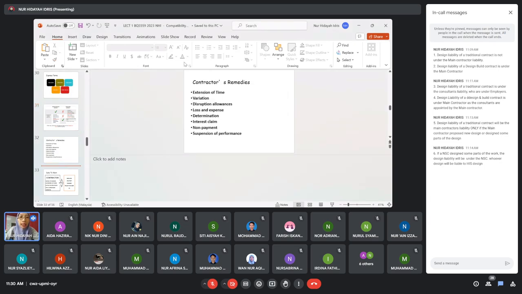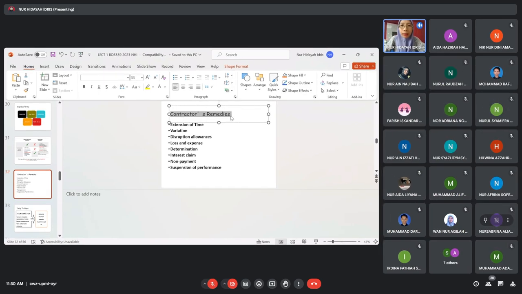Okay, so sekarang ni contractor's remedy. So remedy ni, what is remedy? From the word apa? Remedy. Remedy is macam ganti rugi lah. So katakanlah kita punya consultant yang at fault. Consultant itu bagi design yang salah. Lepas tu supply drawing lambat. Bila dia supply drawing lambat, all the progress of work will be delayed. Kenapa? Because you couldn't proceed with your work.